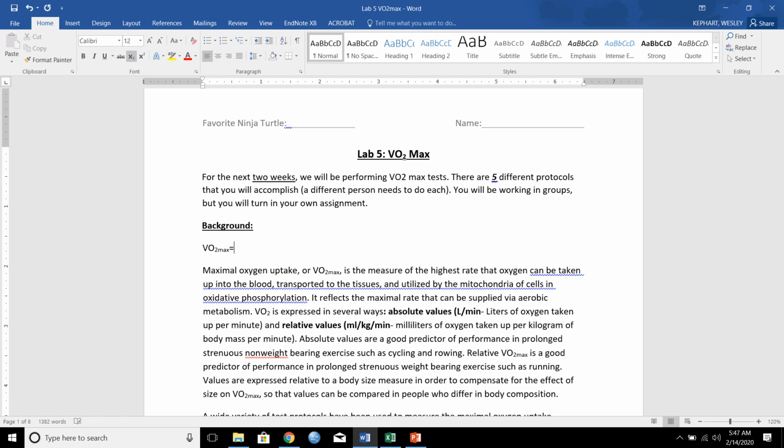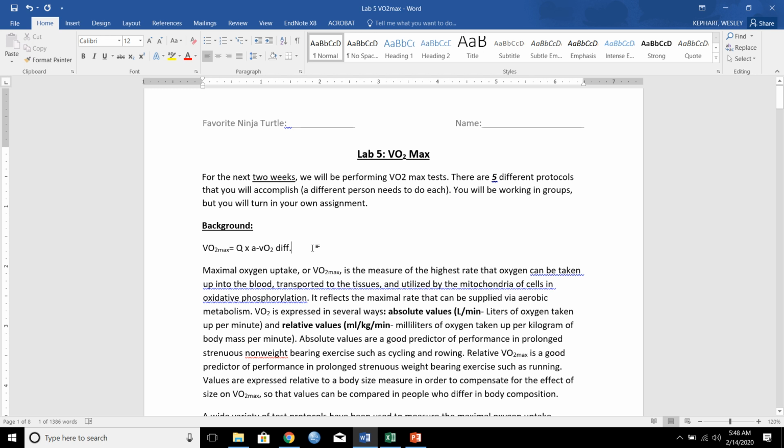VO2 max is equal to Q multiplied by, well, let's just do an X, A-V O2 difference. So what this means is that VO2 max is the maximum amount of cardiac output multiplied by the difference in arterial oxygen minus venous oxygen.